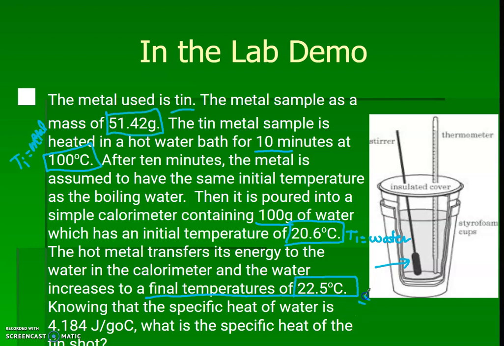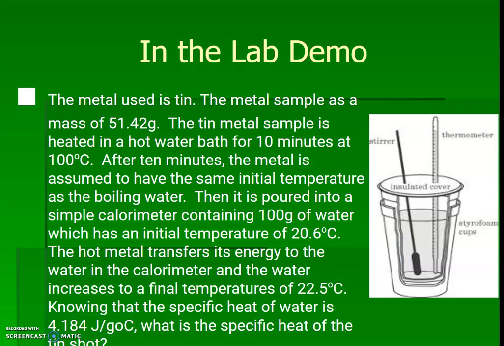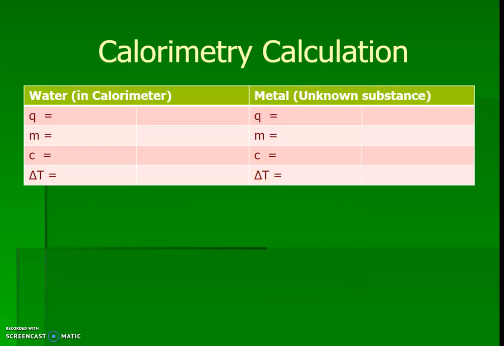So the metal cools down to this temperature and the water heats up. This is the equilibrium point. This is where both are equal and the heat is known to be transferred. Knowing the specific heat of water is 4.184 joules per gram degrees Celsius, we can determine the specific heat of the metal. So let's run through that calculation.